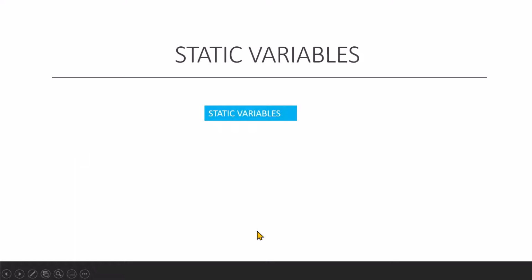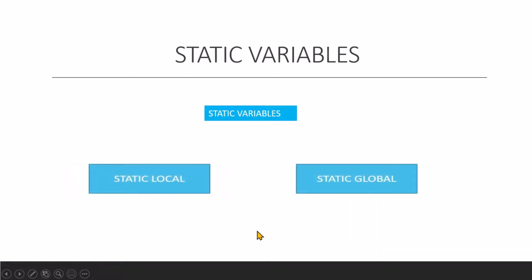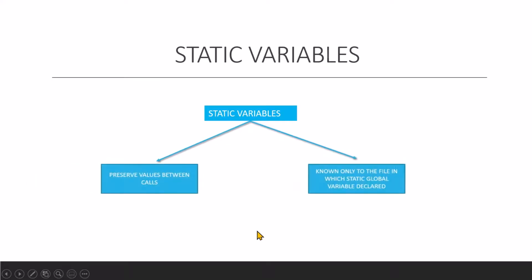Coming now to static variables. Static variables are of two types. We have static local and static global. What's the difference? Static local will allow for values to be preserved between calls to a function. Static global allows for us to have this variable known only to the file in which it is declared, not to other modules within the application.